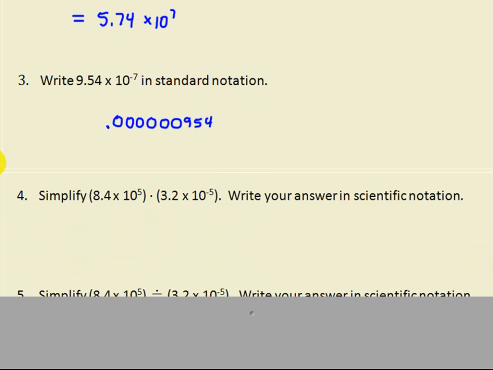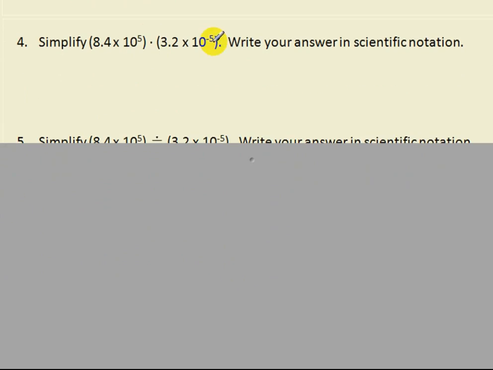All right, here we're going to multiply two numbers that are in scientific notation. So let's take 8.4 times 3.2. This will give us our coefficient. And then because we're multiplying, we add our exponents. 5 plus negative 5.